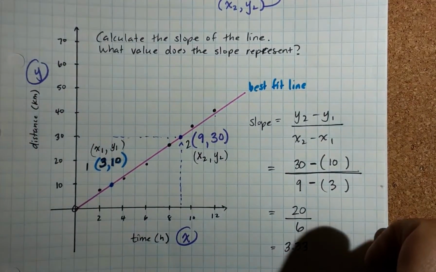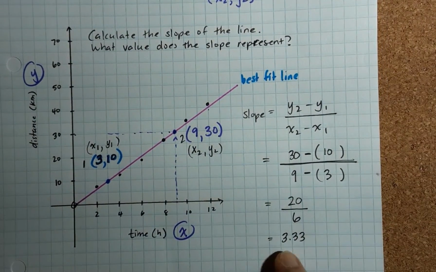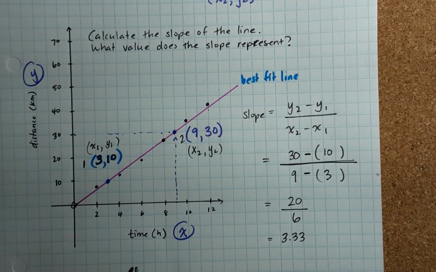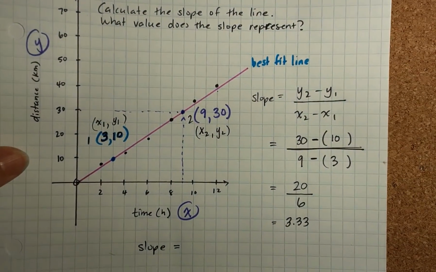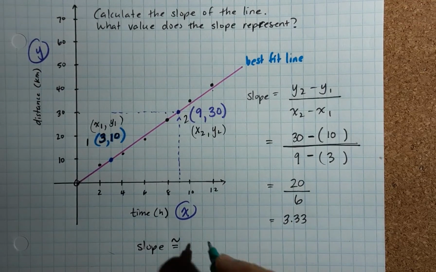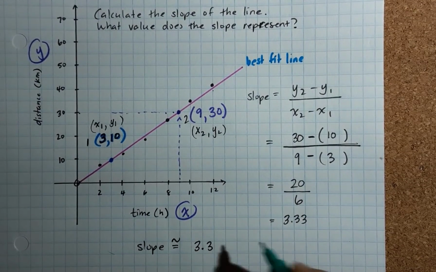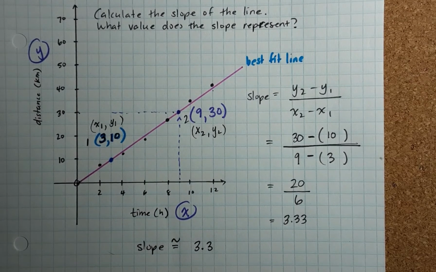So let's answer my questions. This is calculate the slope of the line. Oh, there's my slope. So my slope equaled, and we're going to talk about this more later, but it's approximate. Maybe you've done rounding, okay? So it's approximately 3.3. Now, that would probably be good enough if you're in math class, but I have a second question at the top of the graph, and it says, what value does the slope represent?